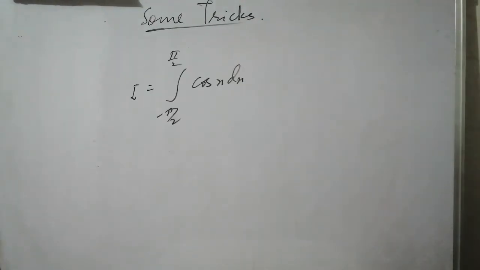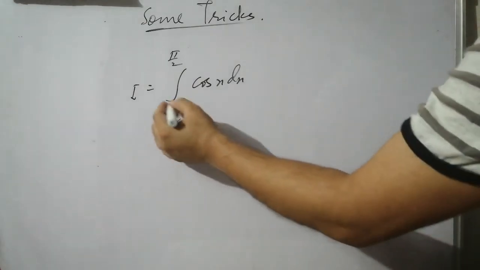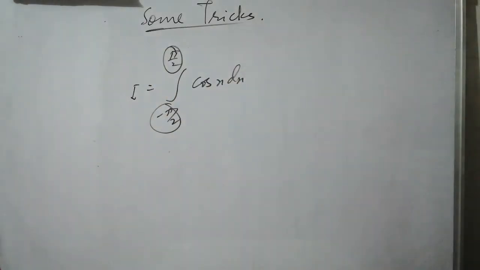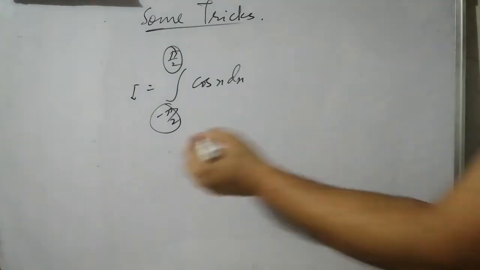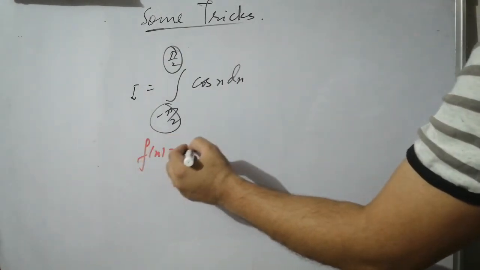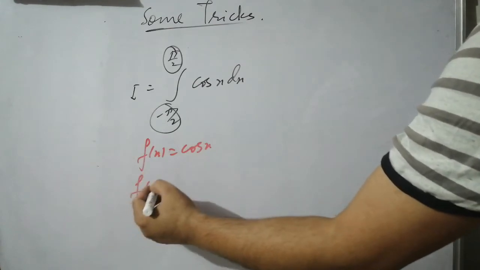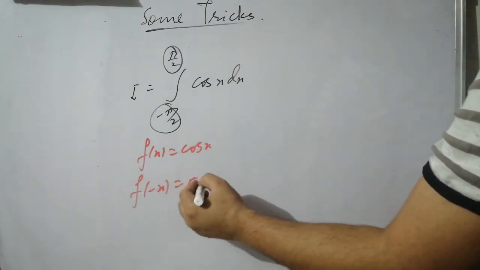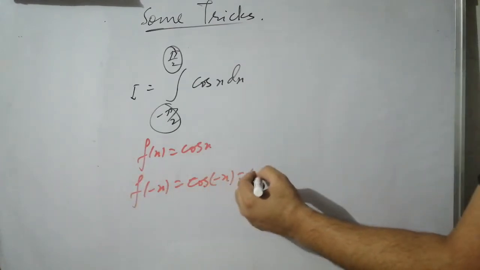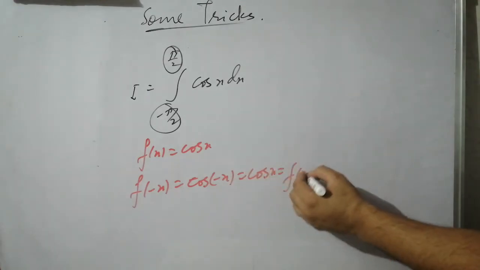So let's take another example. I equal to minus pi by 2 to pi by 2 cos of x dx. So again lower limit and upper limit are what? Additive inverses of each other. So हम लेंगे f of x. f of x क्या है हमारे पास? cos x. f of minus x हो जाएगा cos of minus x, cos of minus x equal to cos x, which is equal to f of x.